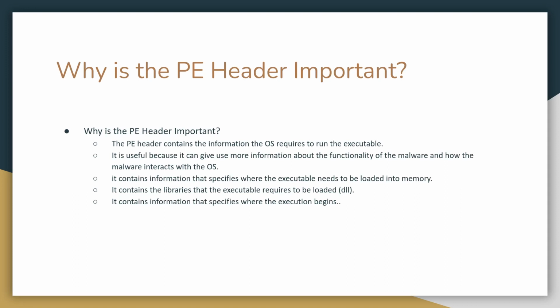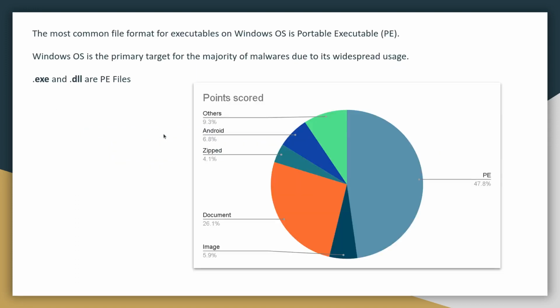And the PE header also contains information that specifies where the executable needs to be loaded into memory. So a lot of good information. That's why we're going over this. So PE, or portable executable, is basically the most common file format for executables on the Windows operating system. And everybody knows that Windows is basically the primary target for the majority of malware due to its widespread usage, right? And those portable executables are .exe and .dlls.